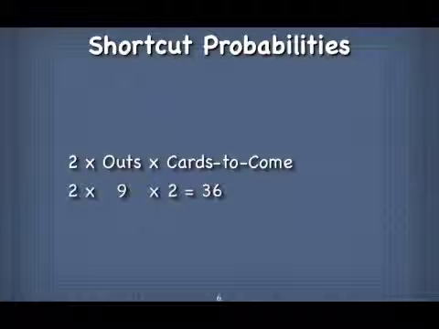That probability derived statistically is actually 35%. So you can see that the shortcut method is an extremely close approximation, quite good enough for calculating pot odds. Let's look at another example.